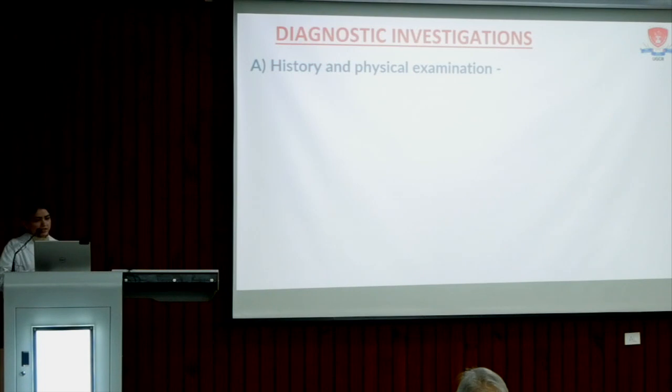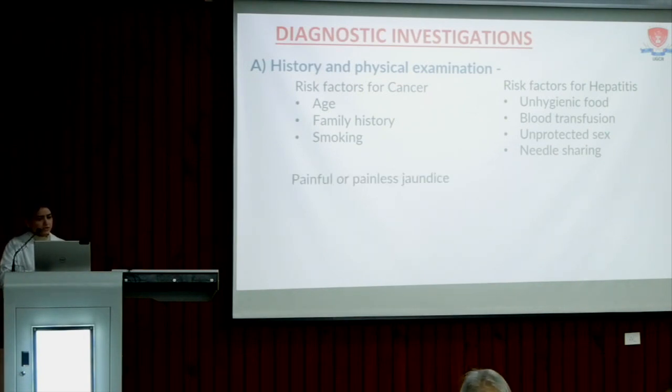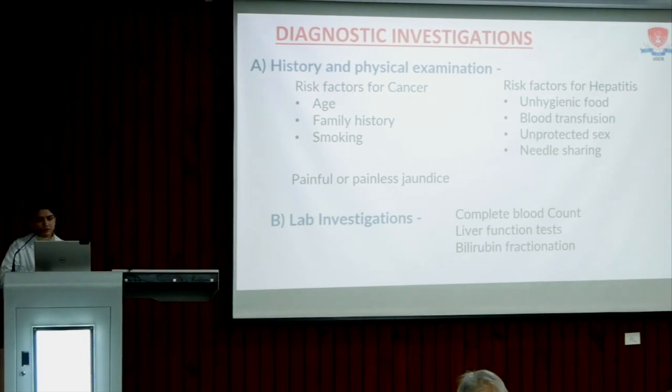Moving on to the diagnostic investigations, it would include a thorough history taking and physical examination, where we look for risk factors for hepatitis, whether the patient has a history of unhygienic food consumption, a history of blood transfusion, unprotected sex, or needle sharing. For cancer, we look at age, family history, and smoking, and whether the jaundice is painful or painless. Lab investigations include a complete blood count, liver function test, and bilirubin fractionation.